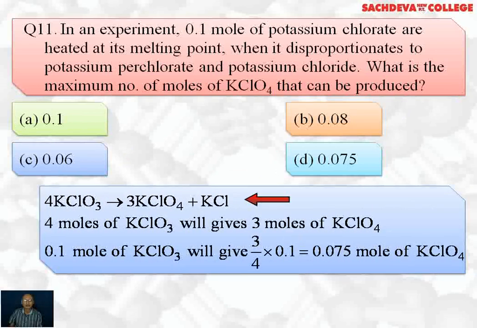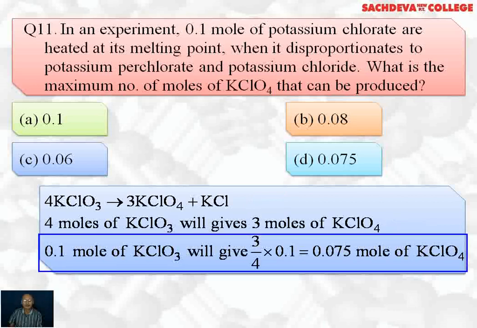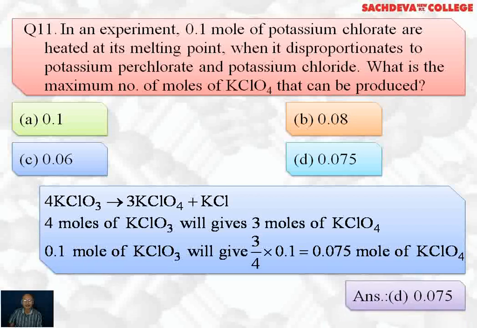Solution: first write the balanced equation. 4 KClO3 will give you 3 KClO4 plus KCl. From this equation, 4 moles of KClO3 will give 3 moles of KClO4. 0.1 mole of KClO3 will give 3 by 4 into 0.1, that is 0.075 moles of KClO4. Correct answer is D part, 0.075.